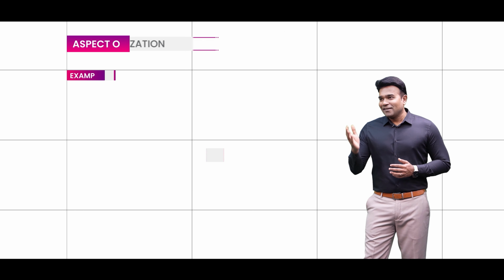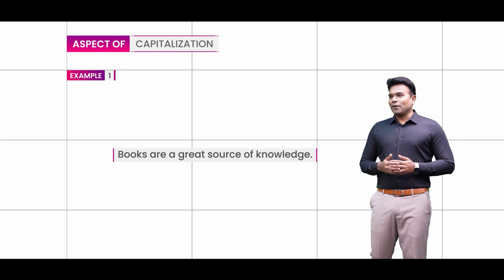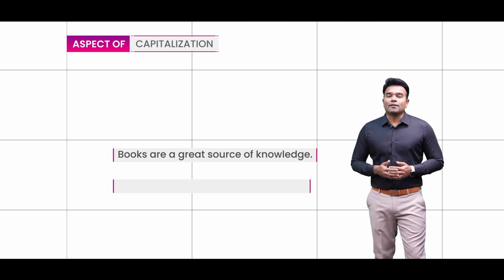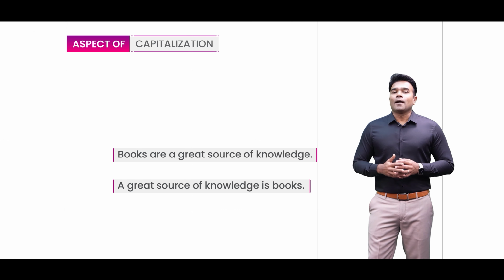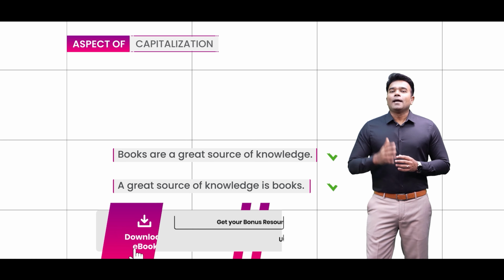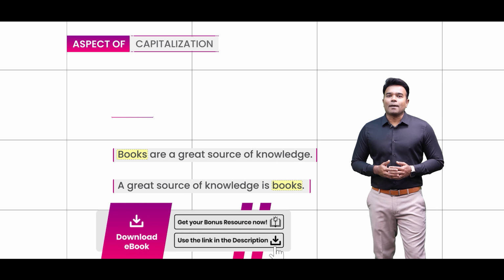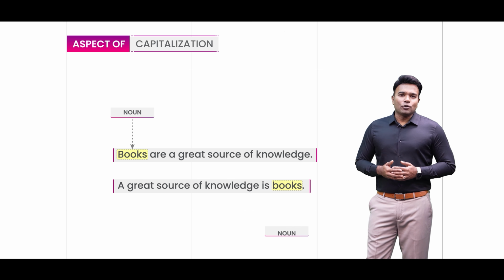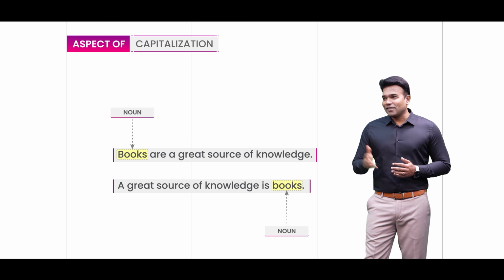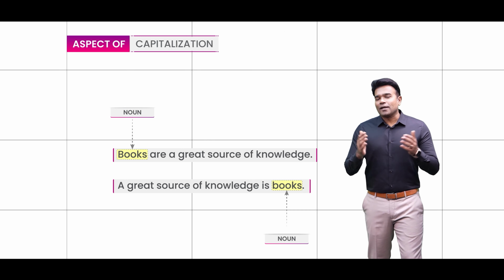Have a look at this sentence. Books are a great source of knowledge. Well, have a look at this sentence as well. A great source of knowledge is books. Both of these happen to be valid English sentences, and you know that books in the first sentence happens to be a noun. Obviously, in the second sentence also it happens to be a noun, and obviously it is not referring to any specific book, and hence in both the cases it happens to be common nouns.